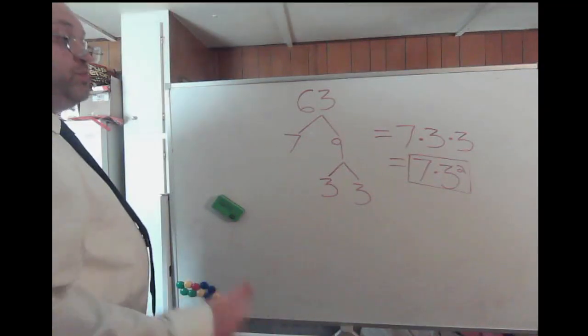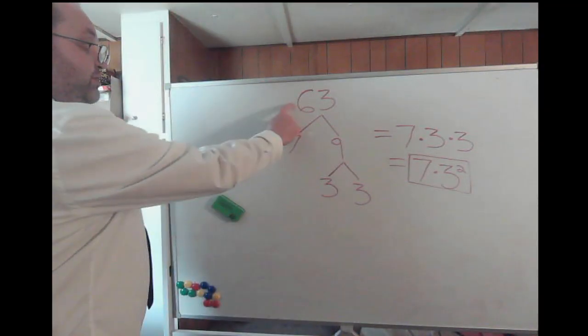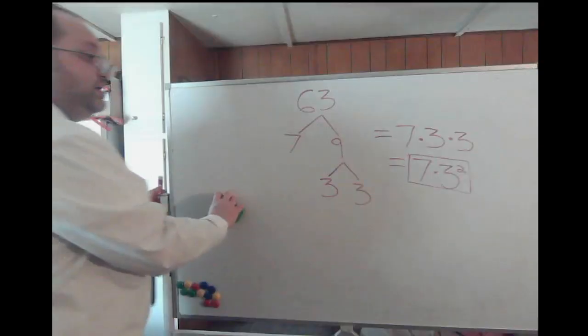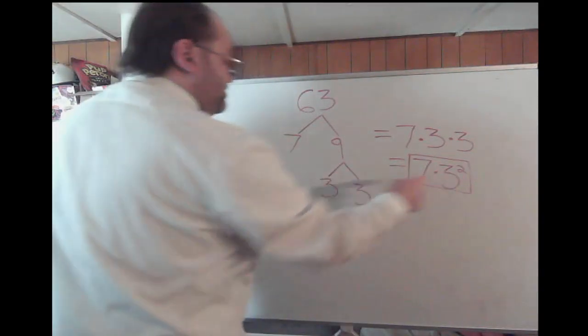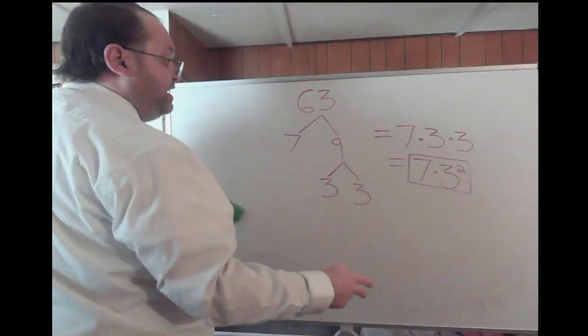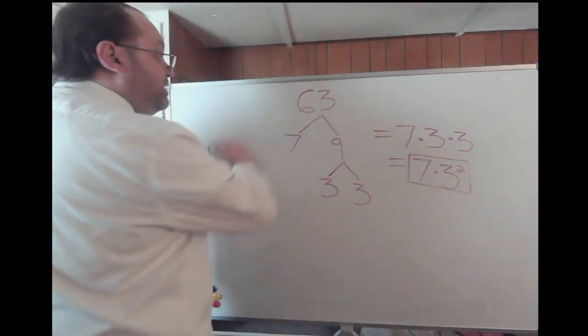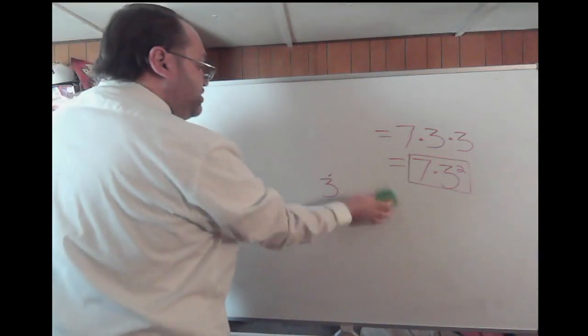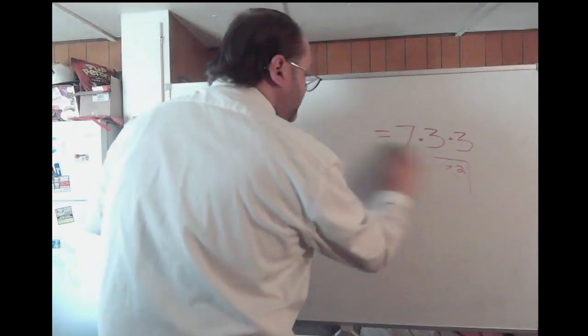And if you actually work these results out, you'll get the original number you came up with. If I do 7 times 3 squared, of course I would do the 3 squared first. I'd end up with 7 times 9, which equals 63. So that's a way you can check your prime factorization to make sure you're right. See if you get the original number back when you do the math.